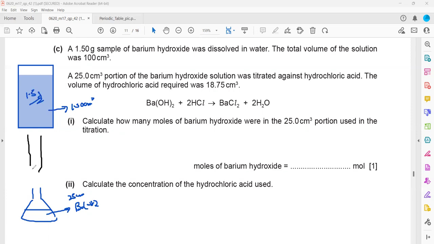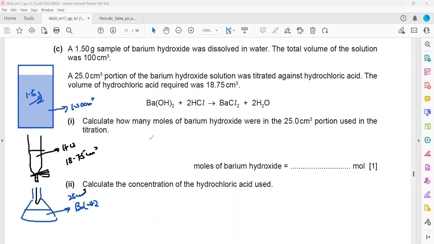We will add some drops of a suitable indicator, and the burette is filled with HCl. That HCl is added to the barium hydroxide. How much HCl is needed for a complete reaction with barium hydroxide? That is 18.75 cm3. So 25 cm3 of barium hydroxide required 18.75 cm3 of hydrochloric acid for complete reaction. That's what they mean by the barium hydroxide solution being titrated against hydrochloric acid.